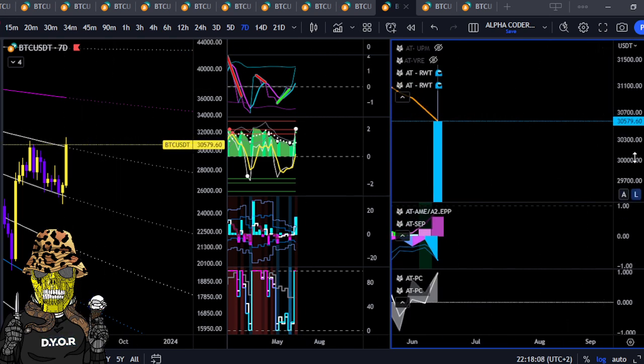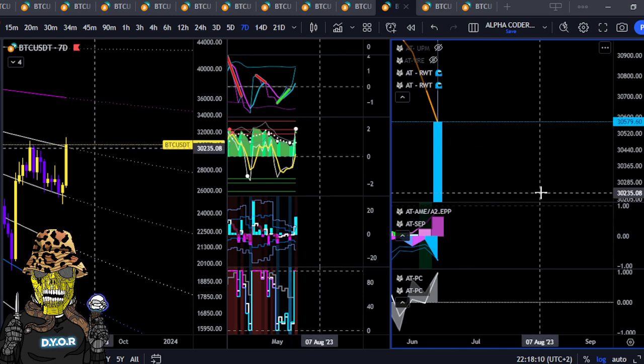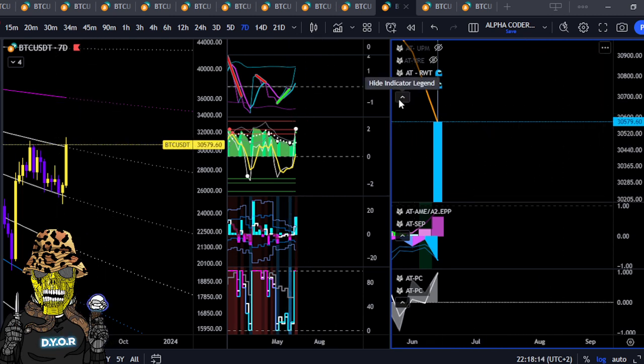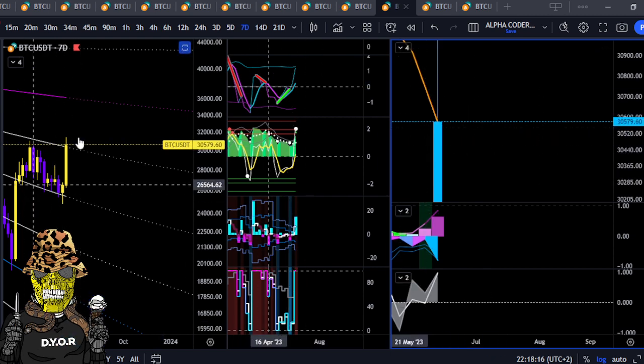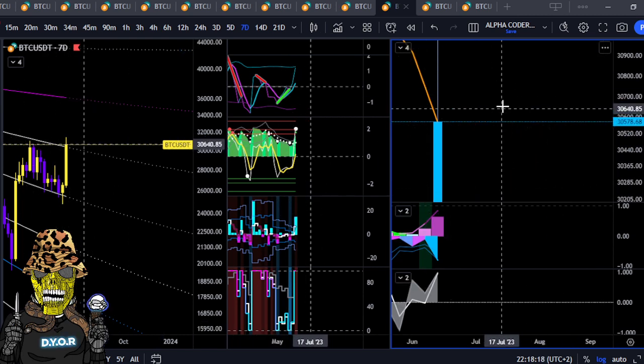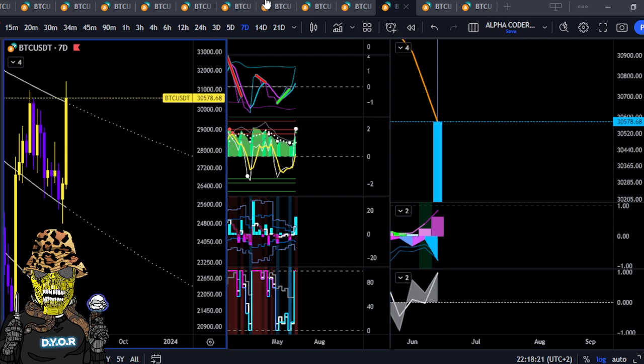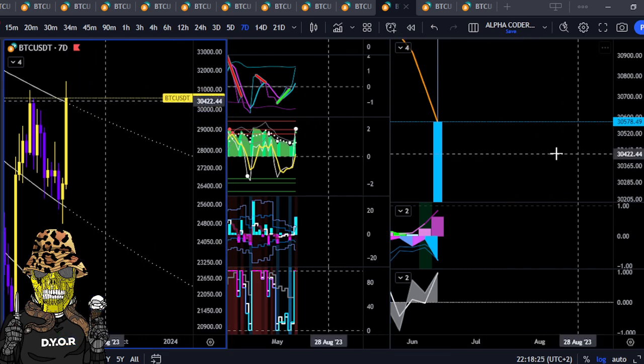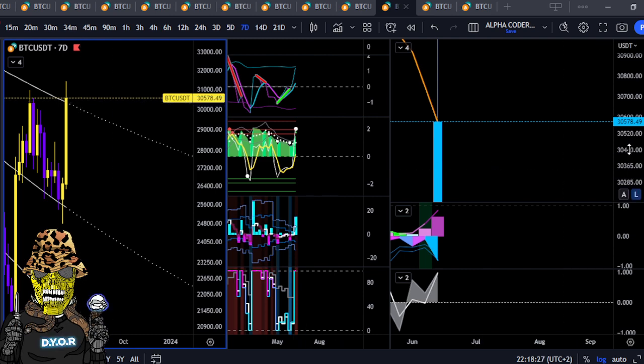Any closes above this region over here, where we're at, we'll just say $30,080. Any closes above there, you can look for possible continuation. If no close above there, then it has to start closing above 30,333 for continuation, which is just a little way down over here.